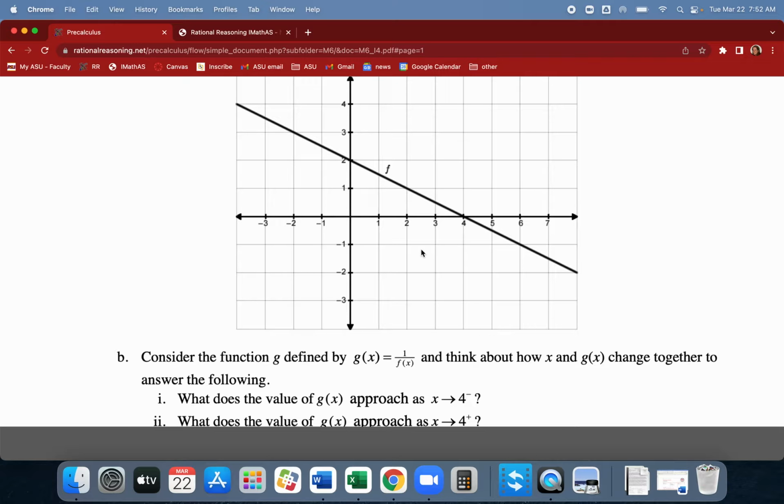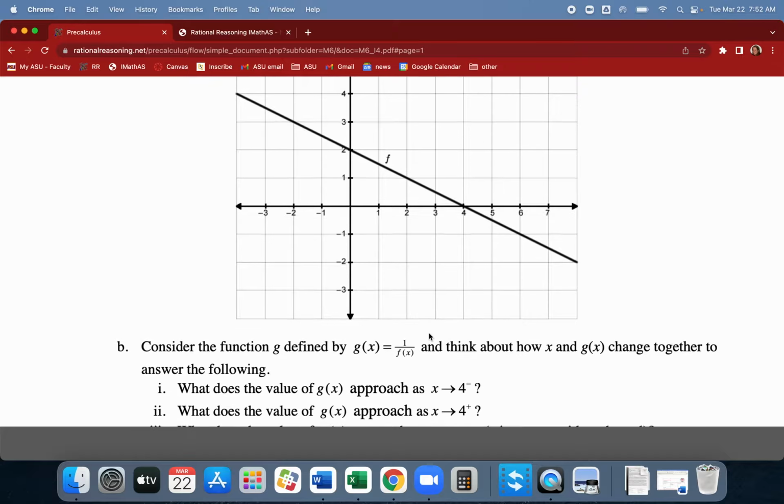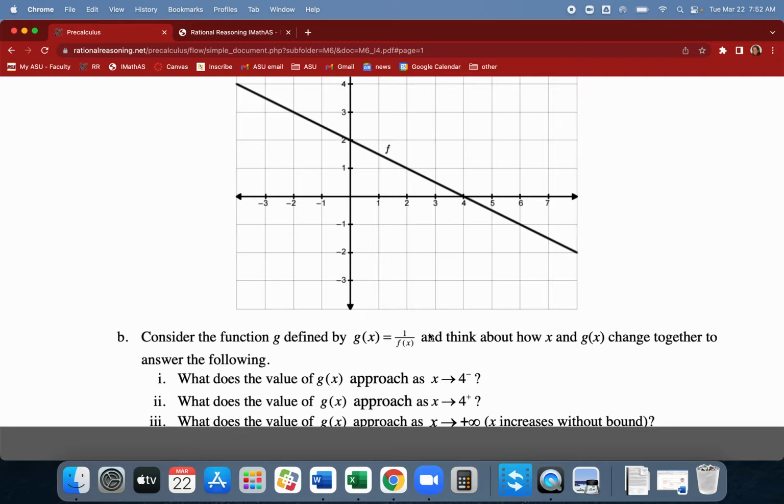Says the value of g of x approaches x to negative 4. Does that mean that it's a range of things, or is it still one answer? Like, what do you mean by an approach? You can answer this either way. This is kind of a vague statement.